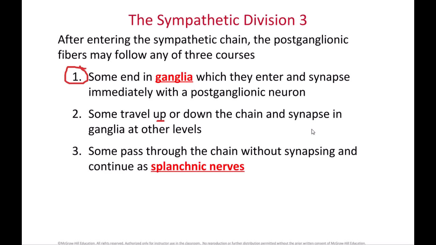It doesn't synapse at the ganglion. So the difference between a preganglionic and postganglionic fiber is the physical separation of the neurons. When we go from the first neuron to the second neuron, that separates the pre versus post ganglionic fibers. And to have that transition from the first to the second neuron, we have to have a synapse occur.